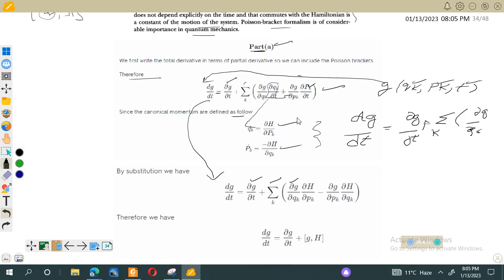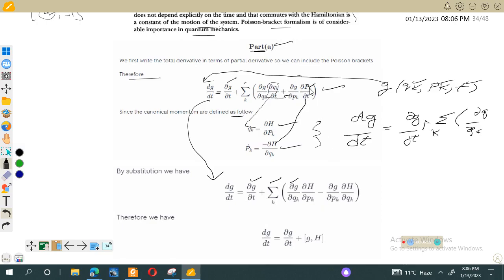So this is q dot, so this will be replaced by partial h over partial pk, and similarly this is p dot also. So we will substitute these two terms. And then we will write that partial g over partial qk, this term will be replaced by partial h over partial pk minus partial g over partial pk.